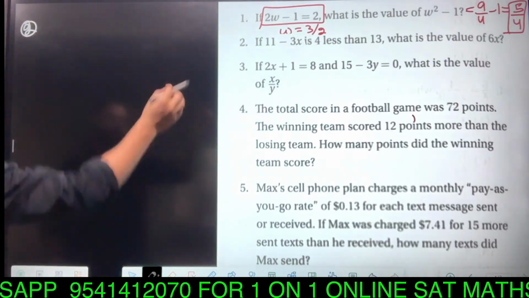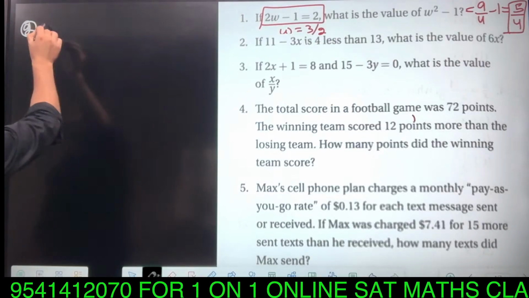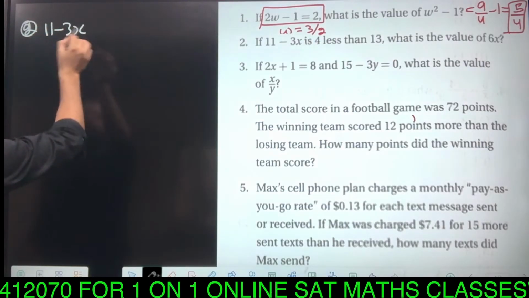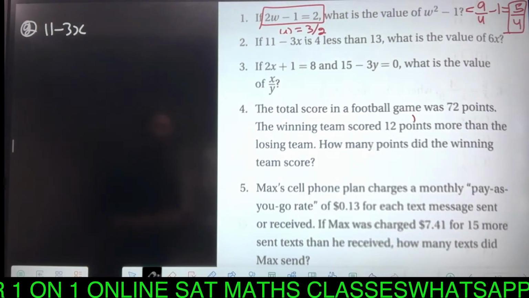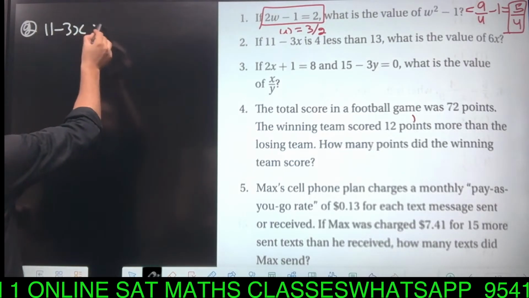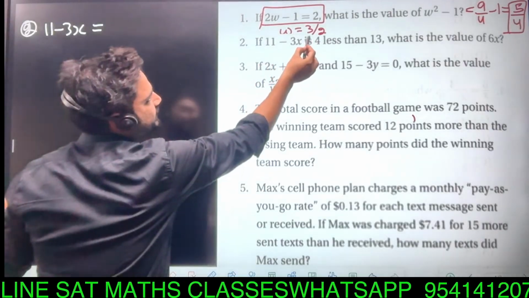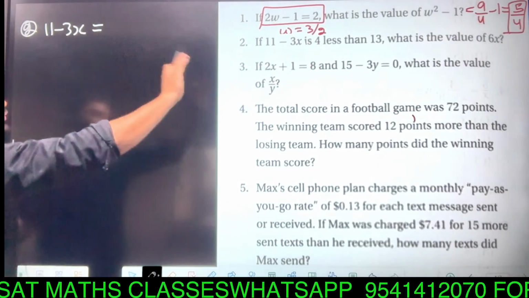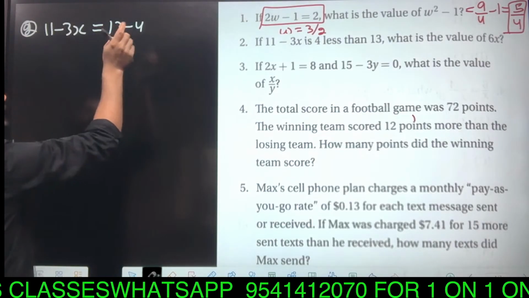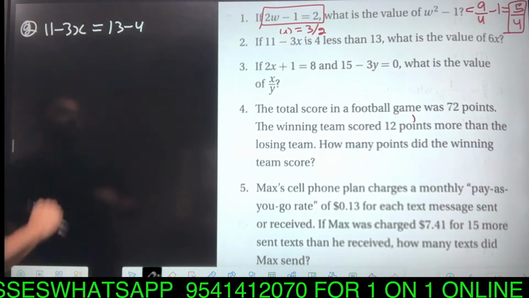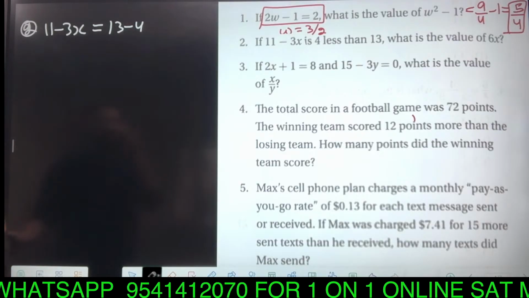Okay, so now first of all we will write the value is 11 minus 3x. Now this value is 4 less than 13. It means 11 minus 3x is equal to 4 less than 13, so it will be 13 minus 4. Okay, now what is the value of 6x? So very easily we can solve this.